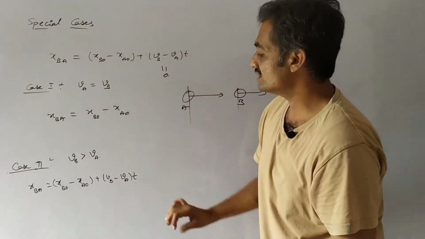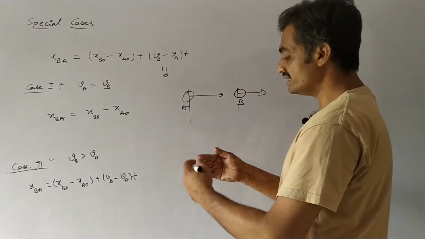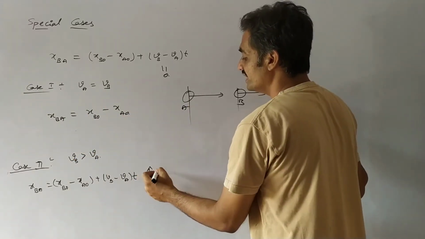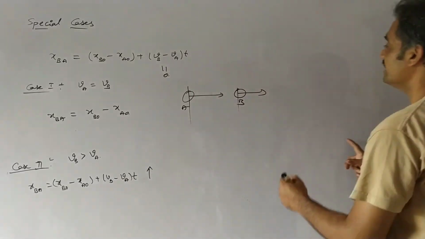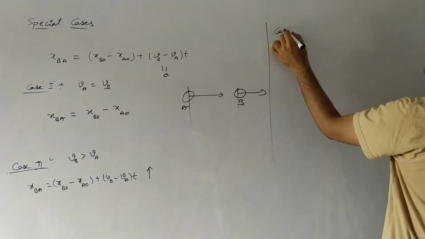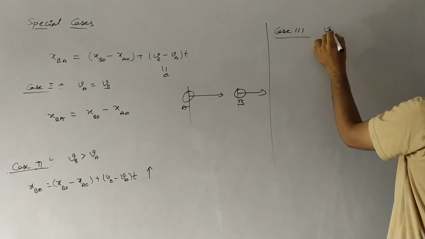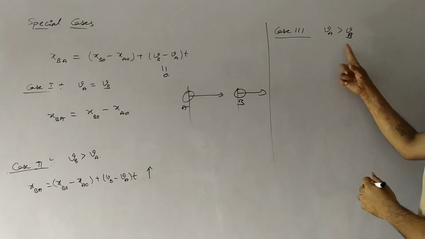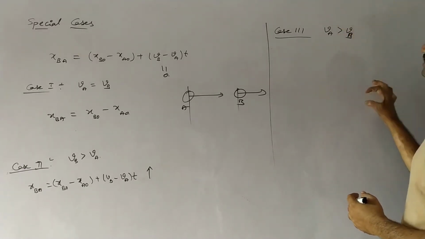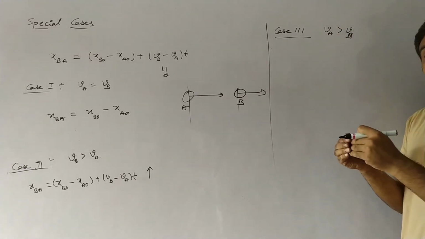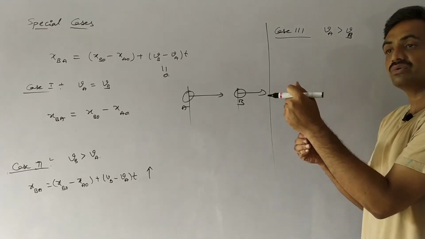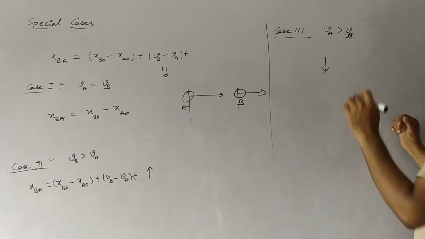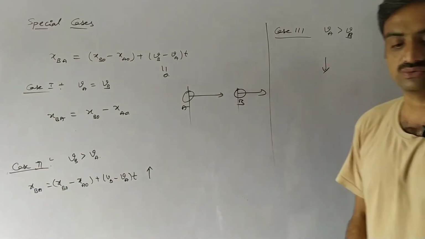Based on that, we can say that there is no overtaking and the distance between body A and body B increases. Next, the third case is where the velocity of body A is greater than the velocity of body B. Since the velocity of body A is greater, body A will overtake body B and the distance between A and B decreases. Take a screenshot and we will continue.